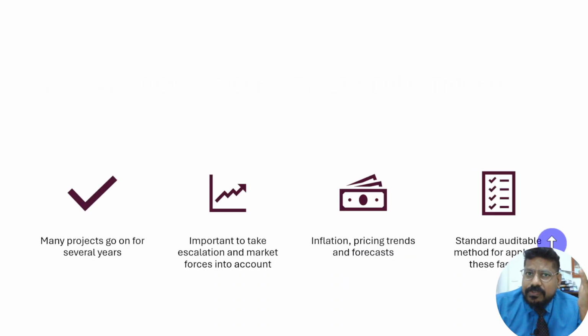Many projects go on for several years. Yes, it is very important to take escalation and market forces into account. So whenever you are doing budget calculations for projects, please consider that this project is going to last for 7 years. 7 years of inflation, 7 years of change in variables that need to be considered. 7 years of hikes being given to the internal employees. So all this needs to be considered before budgeting the project. Inflation, pricing trends, as I just mentioned, and a standard auditable method for applying these factors. These are extremely important to take care of.